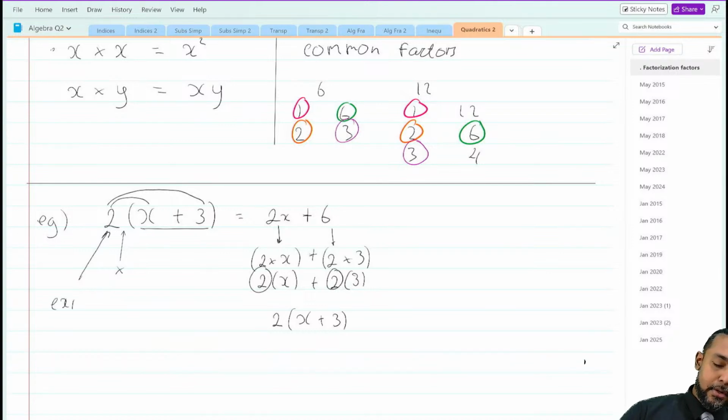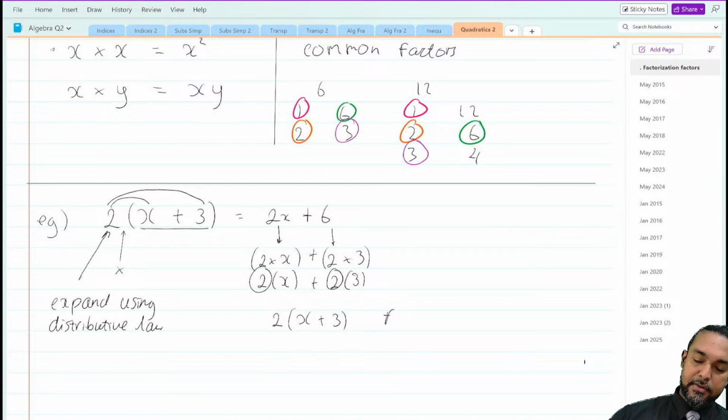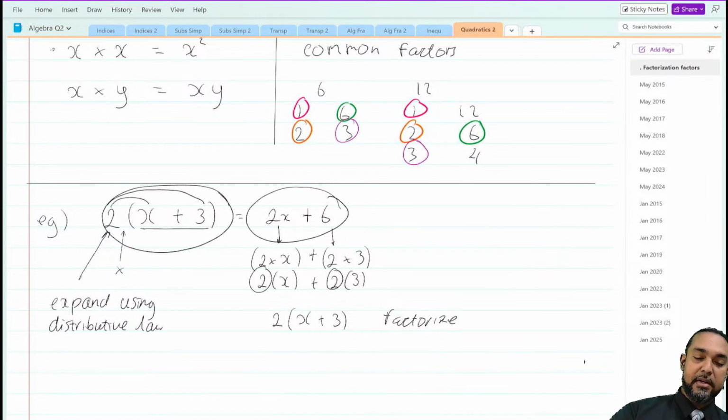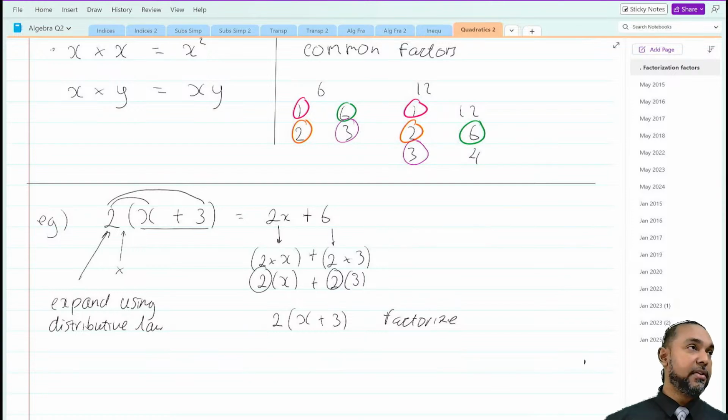So expand using the distributive law, and then factorize. Each of these is like the opposite of the other. When we expanded this, we got that. When we factorized this, we kind of went backwards to that. So each of these kind of undoes the other. They are just like two sides of the same coin, right? So when we are factoring expressions, a common factor is necessary.